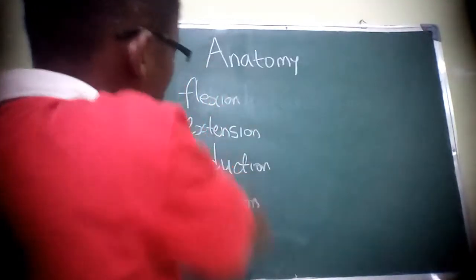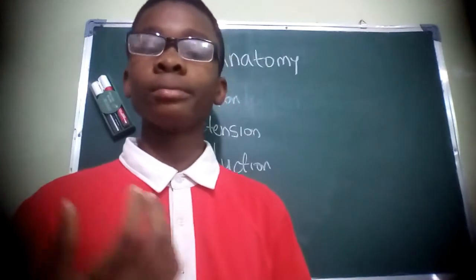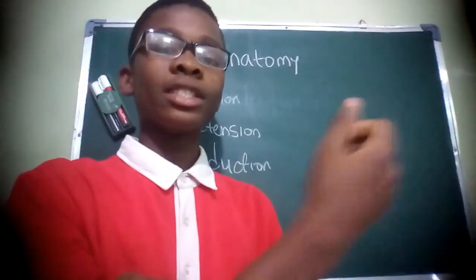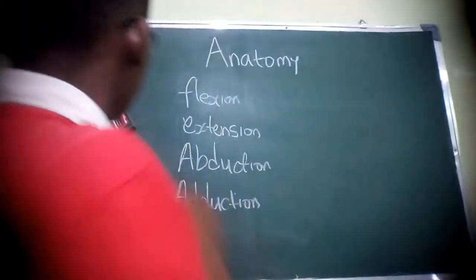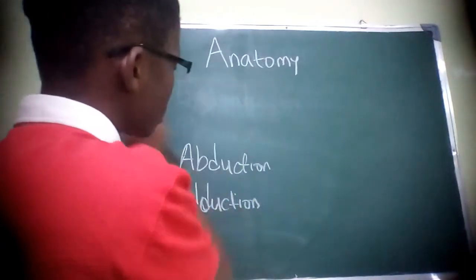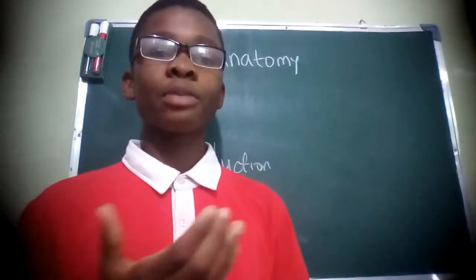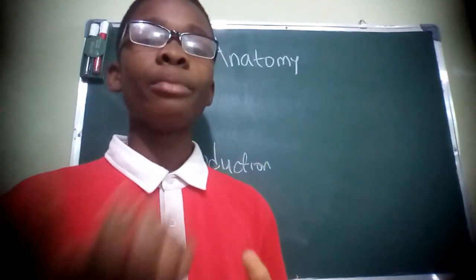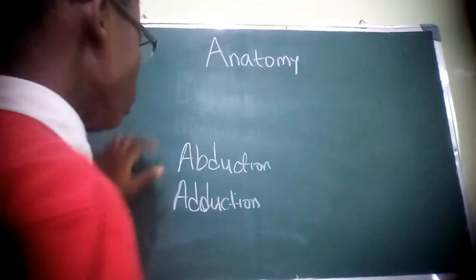So we look at the next one, extension. Extension simply means that the bones of a joint are being taken away from each other, like stretched. An example of extension is also in that Klumpke's paralysis, where the metacarpal bones are being stretched.